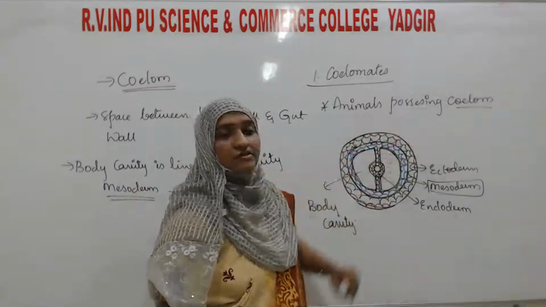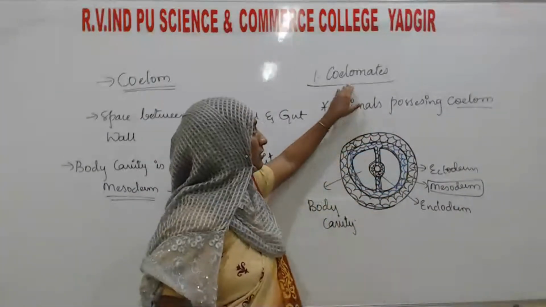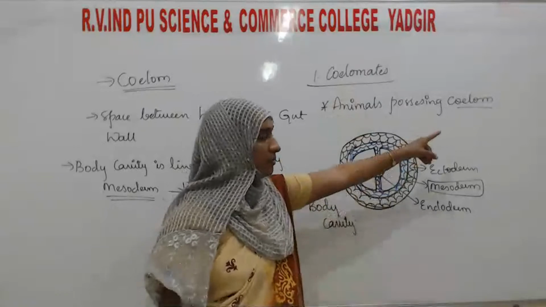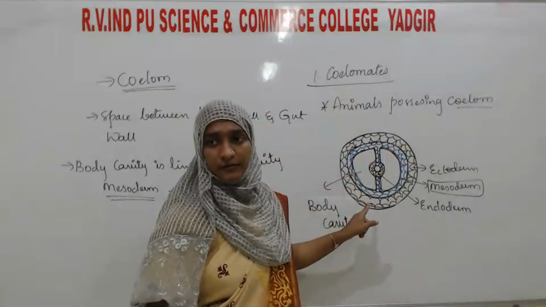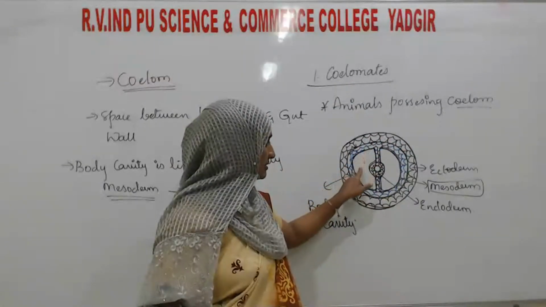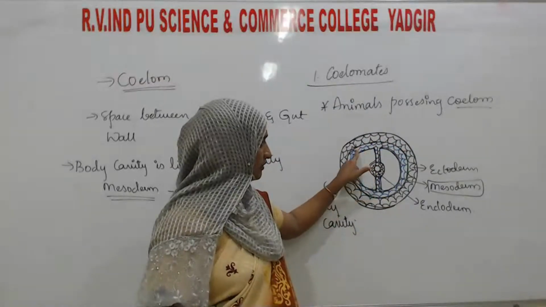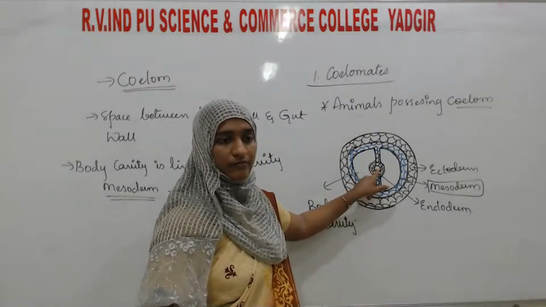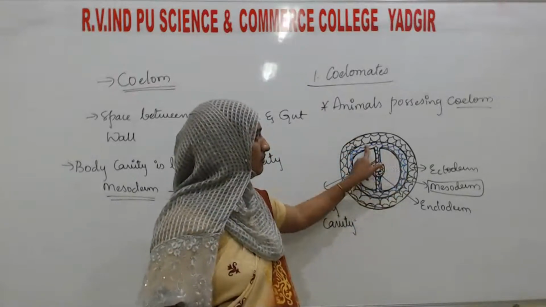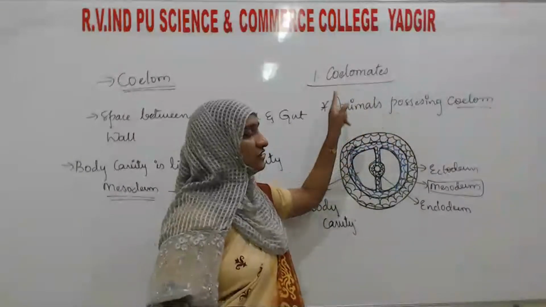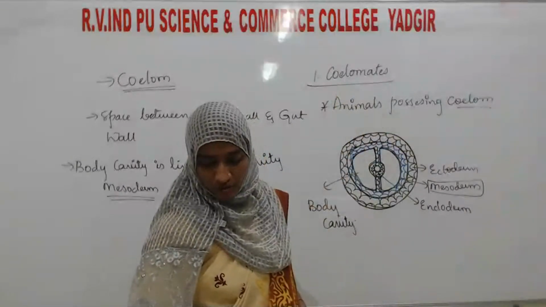Animals possessing coelom are called coelomates. Coelom means where the body cavity is lined by the mesoderm layer. Here you can see this is the body cavity present in between the body wall and the gut wall, and it is lined by the mesoderm. So animals possessing the coelom are called the coelomates.